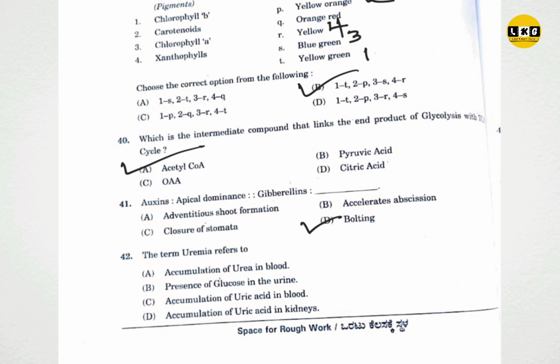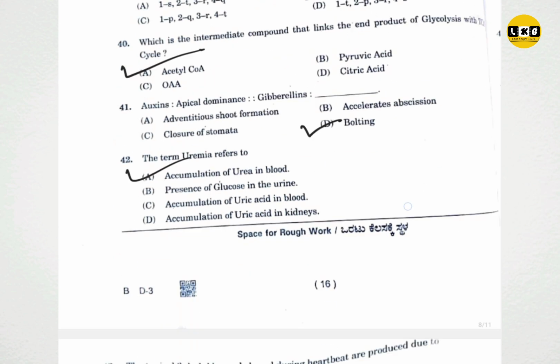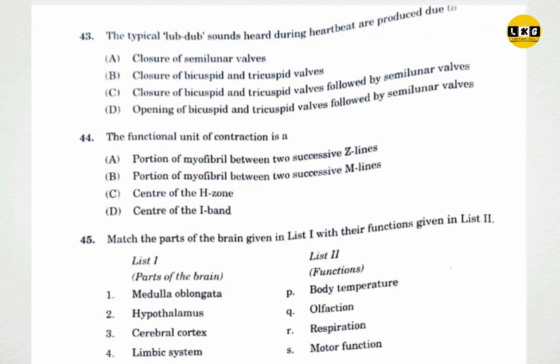Okay, next, the term uremia refers to. Uremia is when urea is accumulated in the blood. So option A, accumulation of urea in the blood. Next, the typical lub-dub sound heard during the heartbeat is produced due to. You all know the lub is due to closure of the bicuspid and tricuspid valves, and the dub is due to the closure of the semilunar valves. So option C is the correct one.